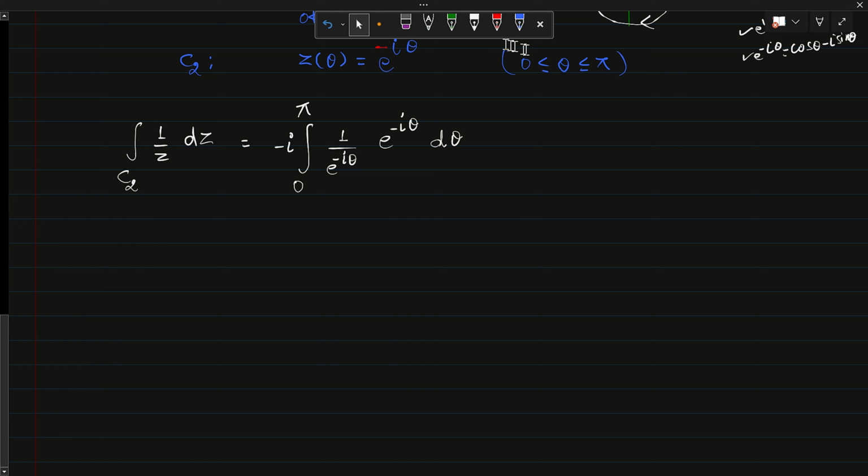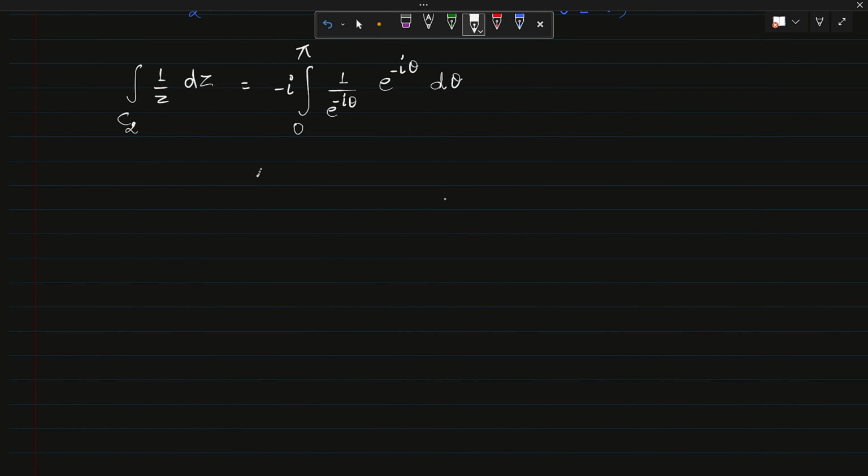Okay, that is again a simple scenario, and this will cancel out, and then minus iota integration from 0 to pi of d theta, right? So this is the scenario. Again, pi minus 0 will give us pi and this is minus iota, so the value of this integral will be minus pi iota.